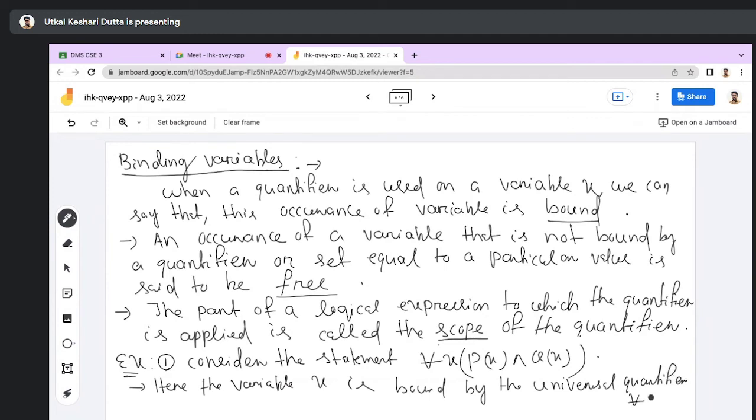You can write for all x. See, in for all x, "for all" is the quantifier. After that, x is written. So this variable x is said to be bound.